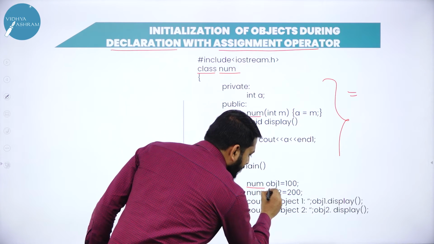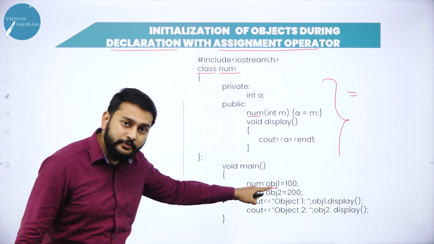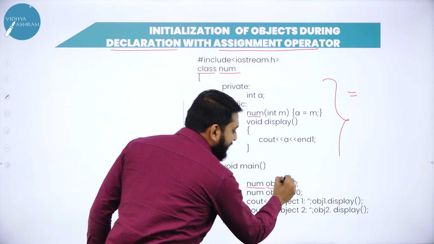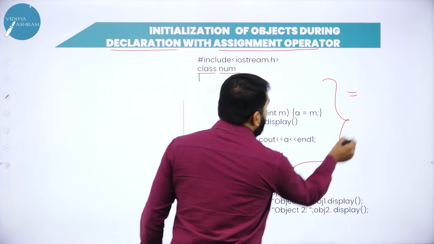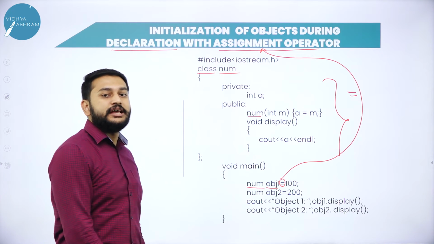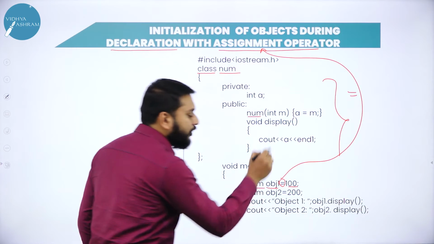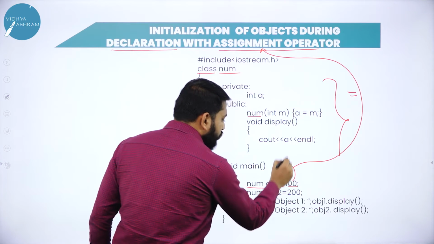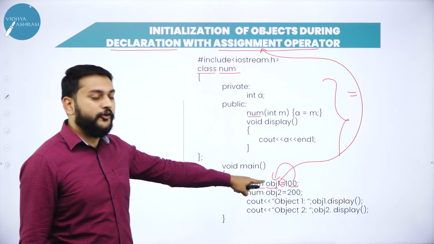Here you need to observe, I'm creating the object. Please observe, I'm using is equal to. What is this is equal to? Is equal to is an assignment operator. My dear students, using this assignment operator during the declaration, I am trying to initialize the value to an object. You are initializing the object with the help of the assignment operator.